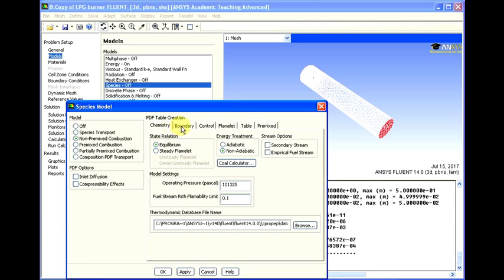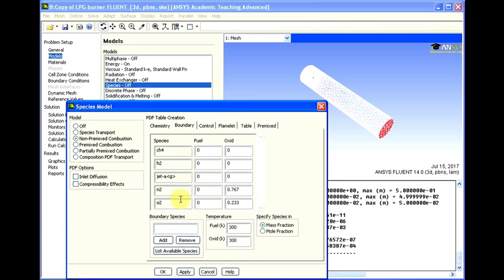Okay, we have to build our PDF for species. In general, we have the pressure here, and a rich flammability of 0.1 is good. Then in the boundaries, we key in the species of LPG. We are using a propane and butane mixture for LPG. So C3H8, add, then C4H10.